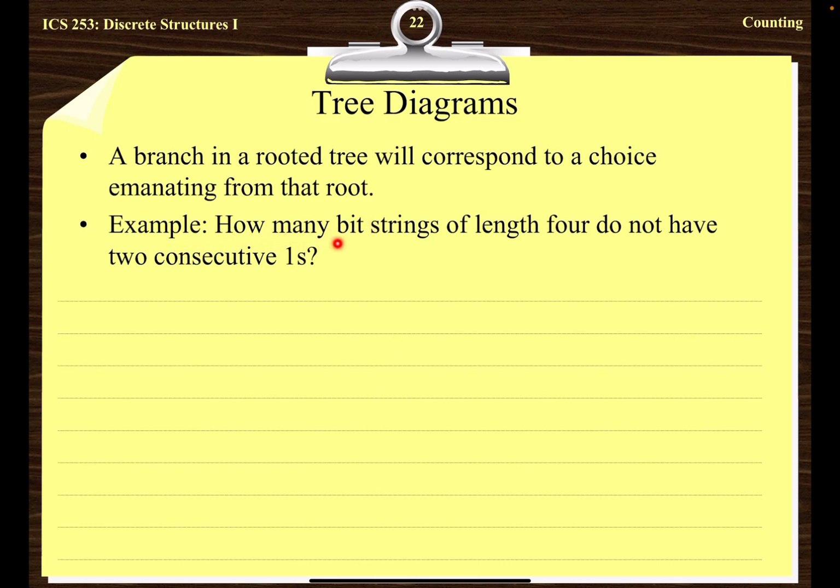Now, what does the example say? How many bit strings of length 4 do not have 2 consecutive ones? So let me start with the root. This is my root. What does consecutive mean? Consecutive means next to each other. So we need to count the number of bit strings of length 4 that do not have 2 ones next to each other. We have only 3 possibilities of having ones next to each other: the first bit and the second bit, the second bit and the third bit, the third bit and the fourth bit.